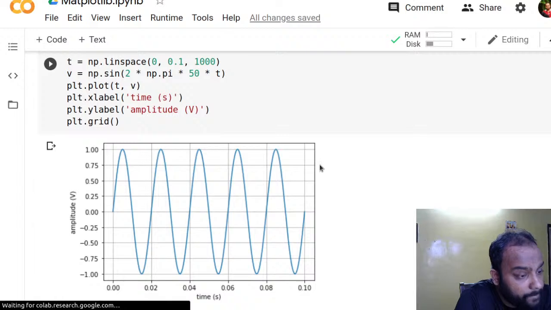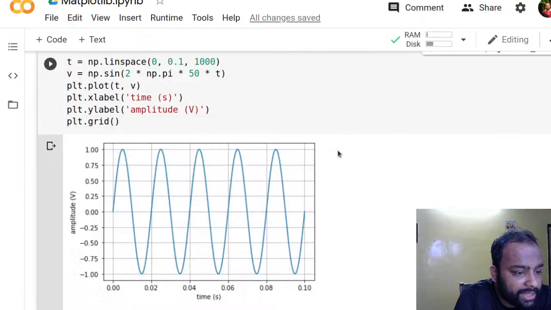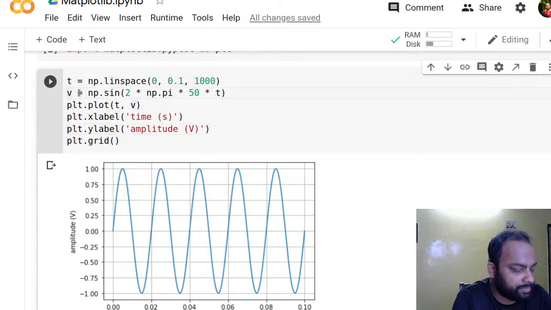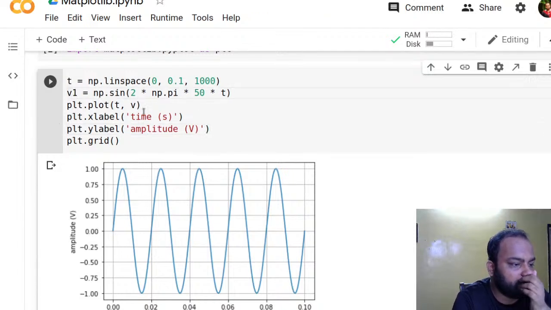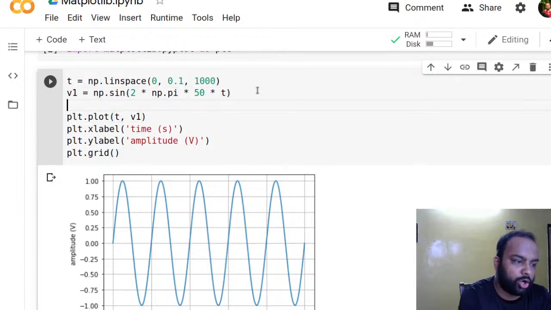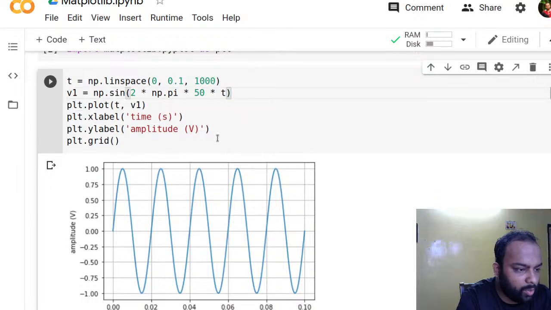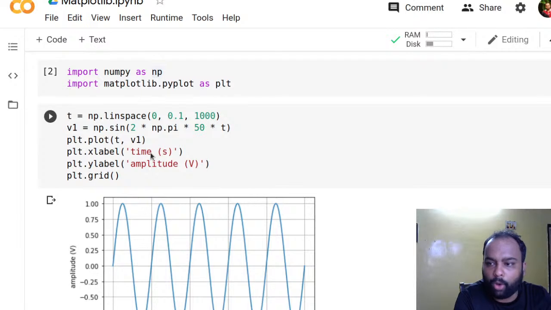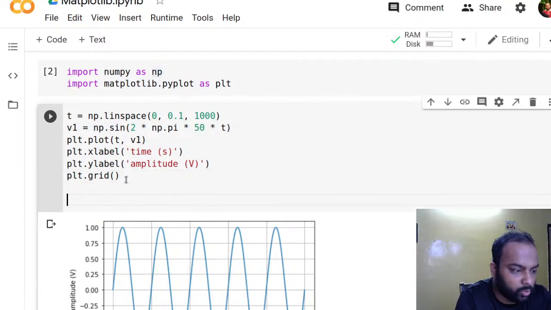Fine. Now what if I want to plot something else on top of this one? Maybe this is just a single sine wave. This is one of them. Maybe there is another one I want to plot on top of it. So let's create v1, right? This one is v1. Maybe I want to plot another one, right? Maybe there is v2.